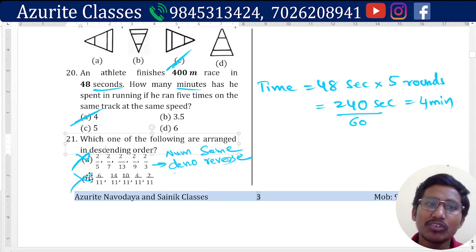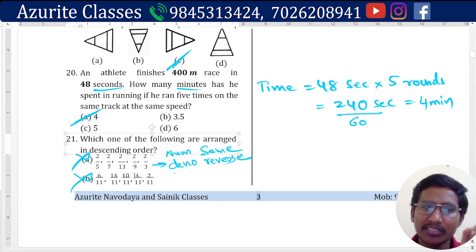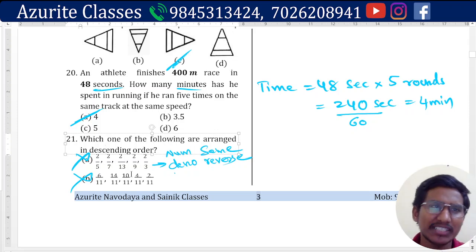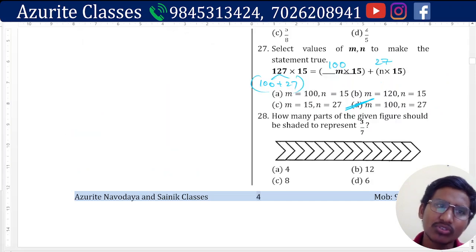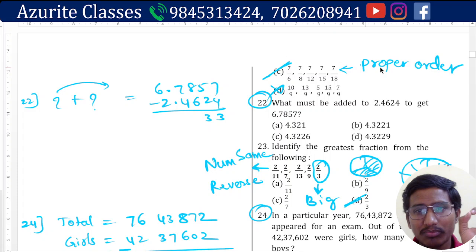So option B, numerators are different, denominators are the same, right? Direct. 6, 14, 10, 4, 2, is it descending? Descending means big to small. So 6 is coming, then 14, then small, big. Here small, big, small. 14, after that 10. That is not possible. It is not in order. So you can go that way also, right? And identify. So C, that is the proper order.